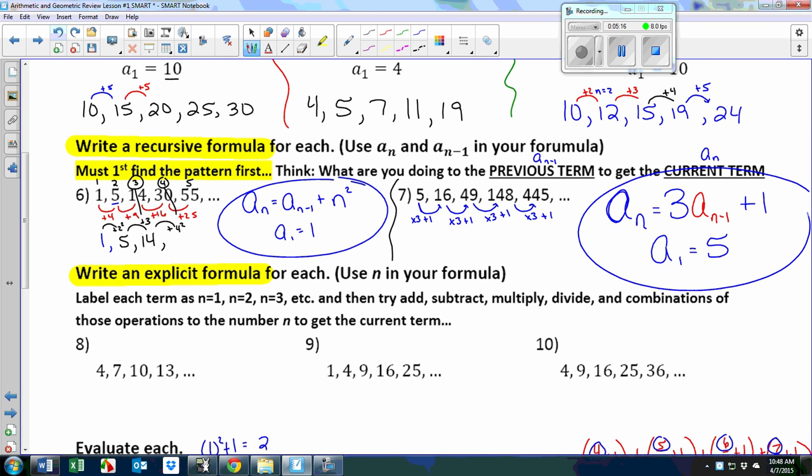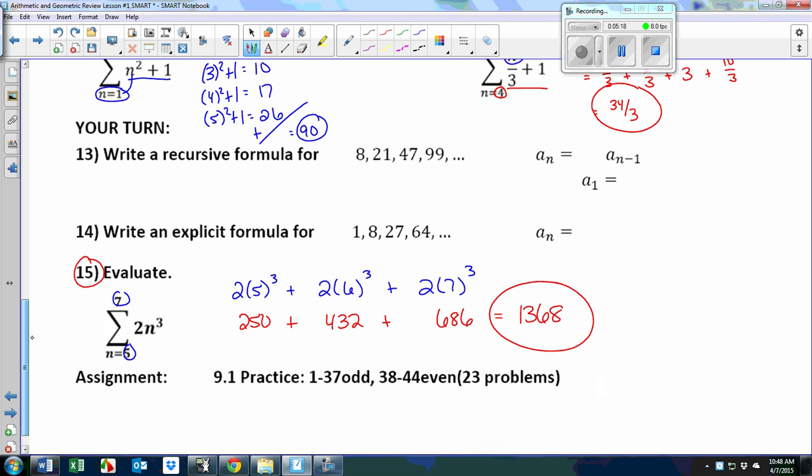All right, so look at number 13 and write a recursive formula for this pattern using what we just learned. You'll have to use a sub n and a sub n minus 1. The words are any term can be found equals the previous term. So think like that. What do you do to the 8 to make a 21? Pause the video, try addition, try combinations of the two, adding, multiplying, and see what you can come up with before I ruin the surprise.